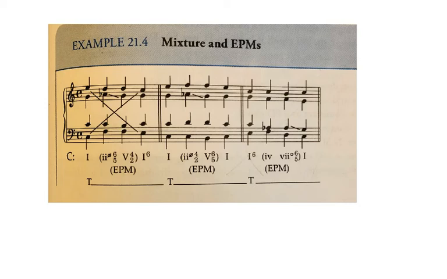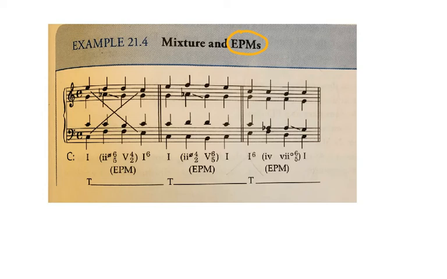Modal mixture is also going to affect the good old EPMs. You might recall the term EPM, embedded phrase model, and there are some that we have already studied. Let's see if we play through them. Example 21.4 from left to right. I'm playing them, of course, in C major with no alterations for right now. So C major, 1, 2, 6, 5, 5, 4, 2, and 1, 6.